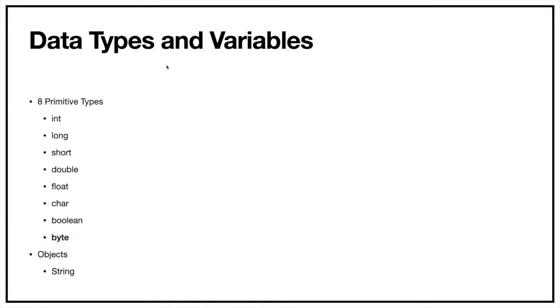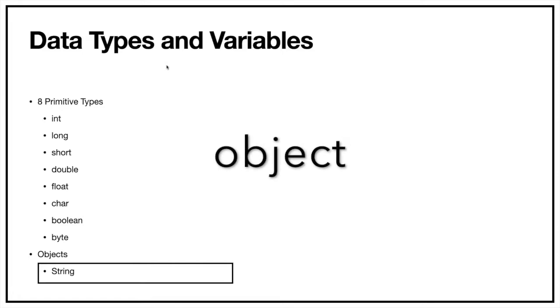Now, those are the 8 primitive types. And then we're going to talk about string later on. The string is not a primitive type. A string is an object. And I know that you're wondering what is an object.